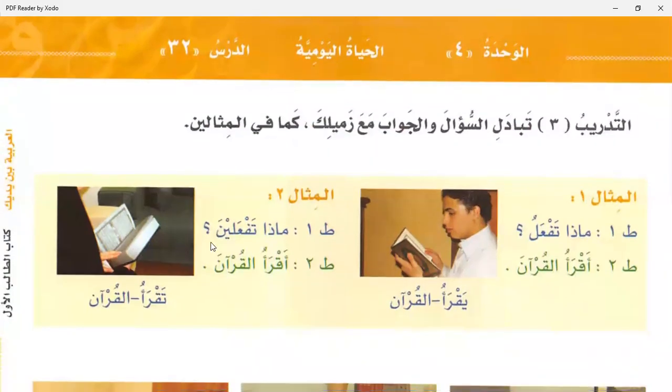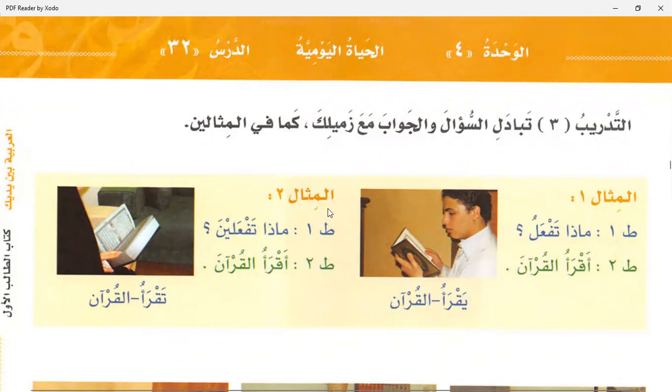So al-wahdatu rabi'a, tadribu salis. Al-misalul awwal, first example. At-talibul awwal: maza tafalu, what are you doing? At-talibu sani: akra'ul qur'ana, I am reading the Quran. So yakra'u, he is reading. We need to change this question to akrau. Akrau means I am reading. Tafalu means you are doing. So tafalu is for male only.